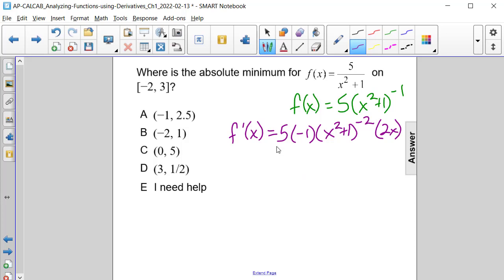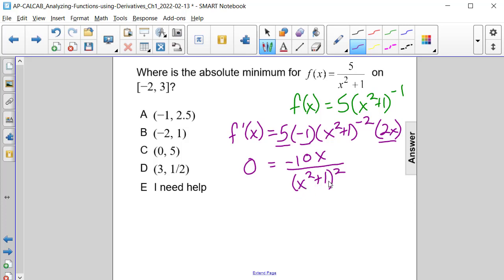Now we can multiply 5 times -1 times 2x to get -10x. Since this set of parentheses is raised to the -2nd power, we can put -10x over it to make the exponent positive. So we have (x² + 1) raised to the 2nd power in the denominator. Then if we set this equal to 0, we can use this equation to find our critical values.